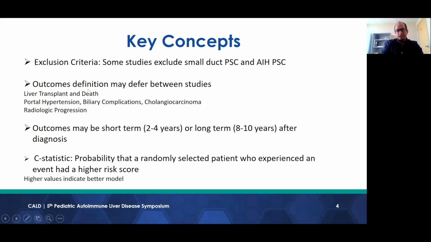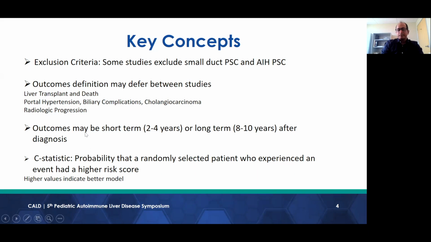While examining studies relevant to predictive analytics in primary sclerosing cholangitis, a few things need to be taken into consideration. Some studies exclude individuals with small duct PSC and autoimmune hepatitis PSC overlap. Although they may not be as prevalent in adult population, they are important for pediatric PSC population. The outcomes which are predicted could be liver transplantation and or death, hepatobiliary complications such as portal hypertension, biliary complications or cholangiocarcinoma, or radiological progression.